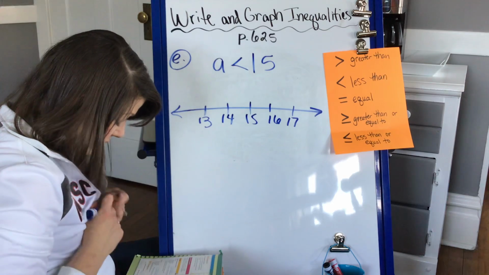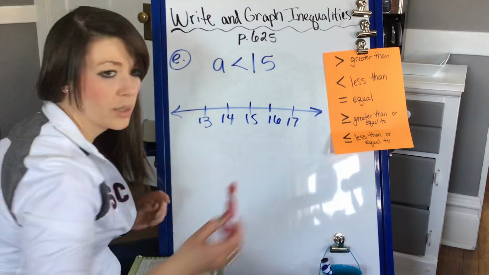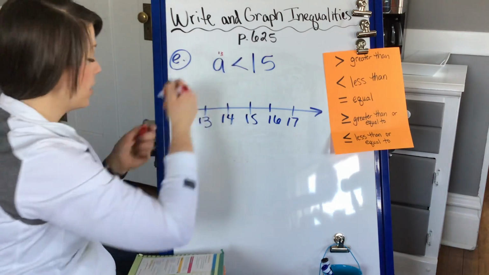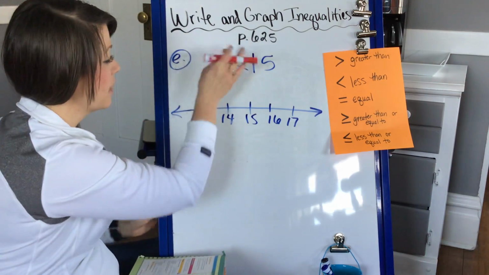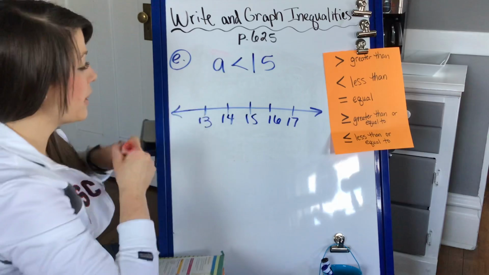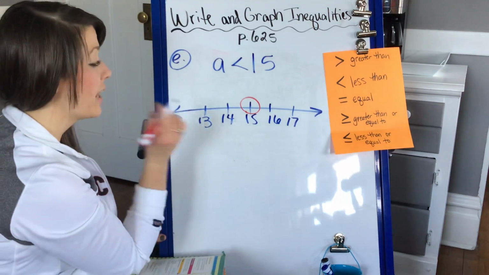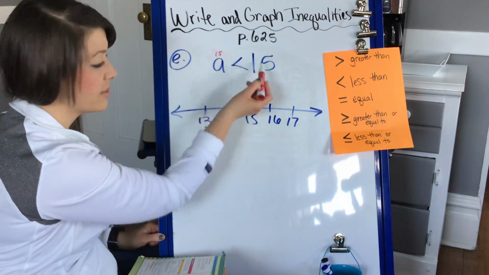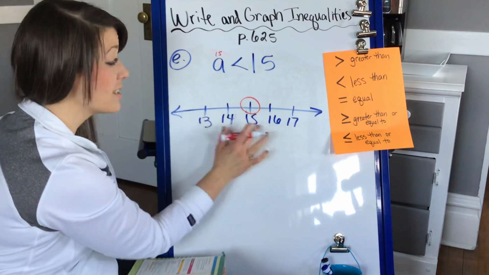Okay, so now the sentence says A is less than 15. So what would be a number that would make it true? Okay, so I'm going to do 13. Now I'm kind of going ahead of myself here. First of all, whatever number they give me as my answer, I'm going to draw a circle there. Now, I have to think about it. Does it include 15? If I put 15, is 15 less than 15? No, it's not. It doesn't make it true. So I'm going to leave it open. It doesn't include 15.